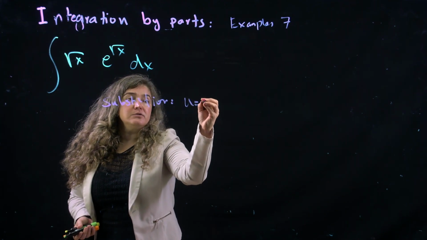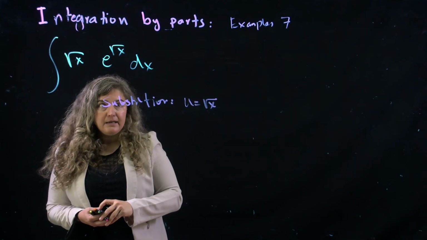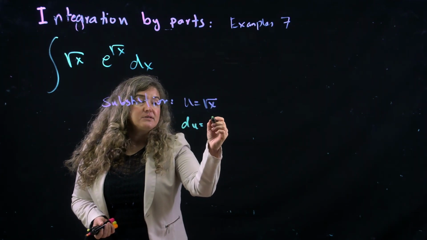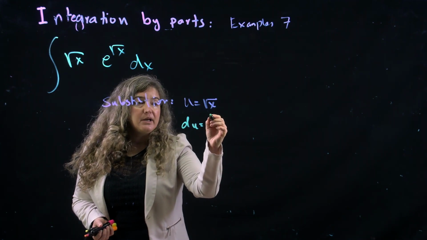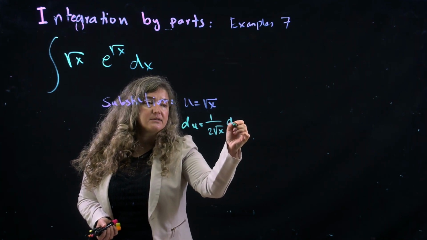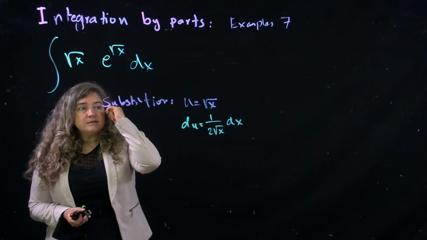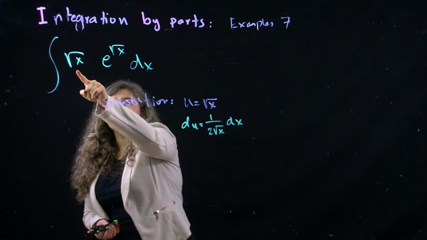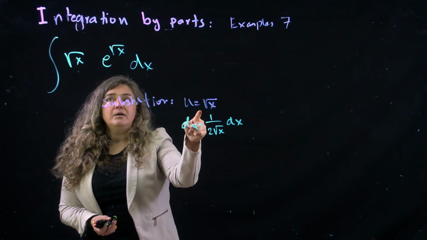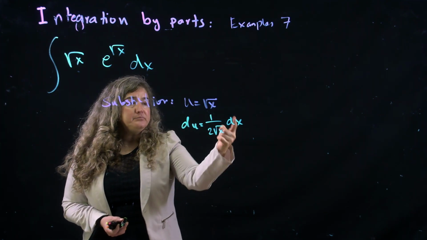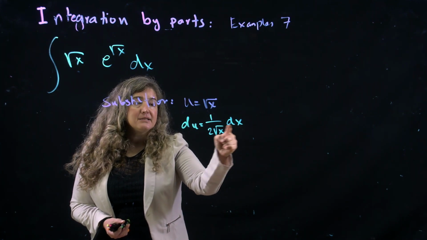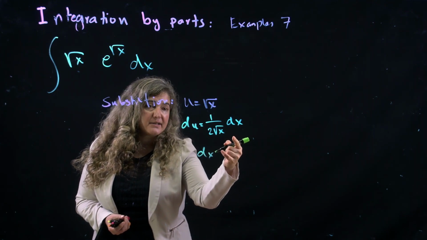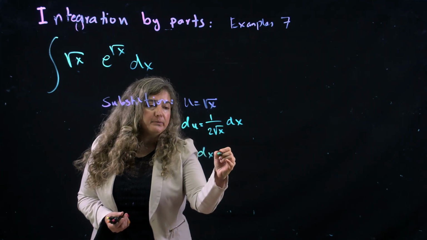So u equal to square root of x, and then I end up with du being x to the power 1/2, which is 1/2 x to the power negative 1/2, so it's 1 over 2 square root of x dx. Looking at that, what do I have? I have square root of x dx. Coming back in here, if I want to solve for dx, I get 2u du. So dx is 2 square root of x du, which is 2u du.